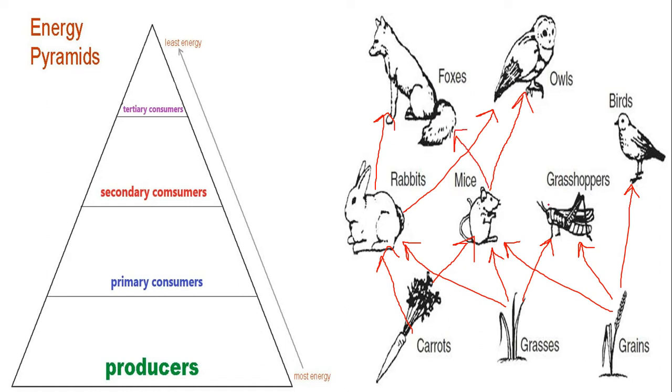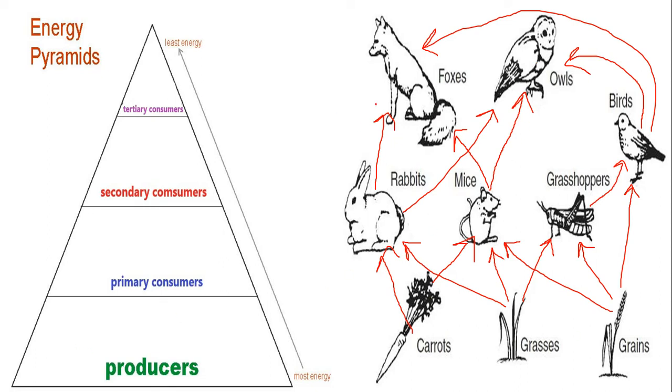What eats the grasshopper? Well, probably the bird. The grasshopper is probably going to be eaten by the bird. And birds, what's going to eat the bird? All right, the bird is probably going to get eaten by the owl and probably by the fox. The fox, is anything going to eat it? No, it's one of the top predators. And owls, nothing really going to eat an owl in this food chain. So we have all that.